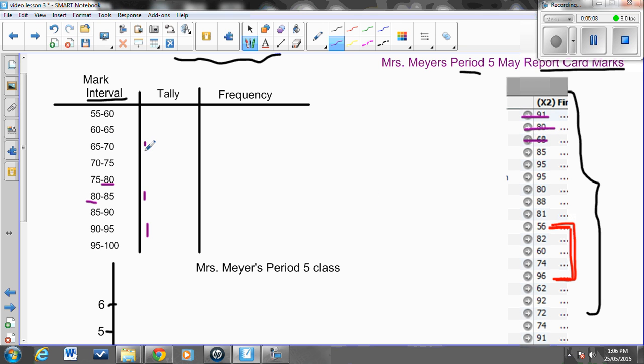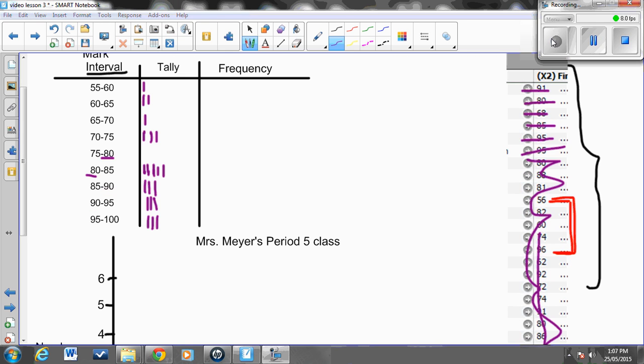68 is between 65 and 70. 85 again into the higher category. 95 higher category, and so on. So once you've done all the tallies, you can fill in the frequency. So the frequency is just the numeric value of each, how many fall into each category.